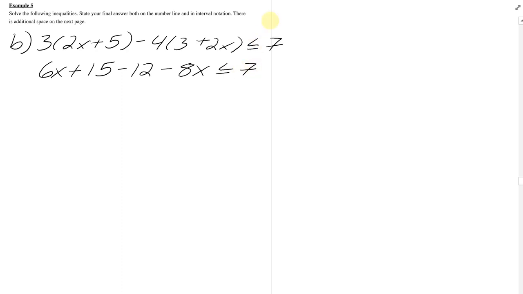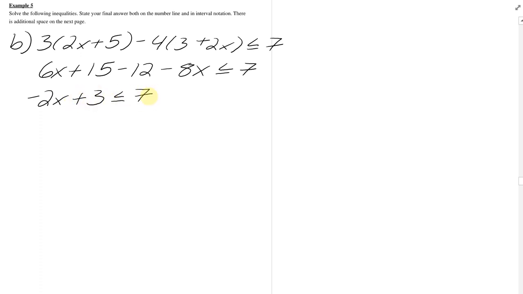A pro tip here, just make sure that you distributed that negative 4. So this is negative 12 plus 8x. Just double check that you did that. Okay, so now I need to collect my like terms. So 6x minus 8x is going to be negative 2x. And then 15 minus 12 is going to be 3.